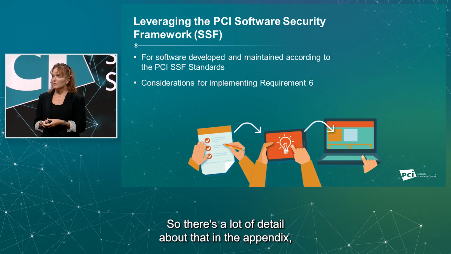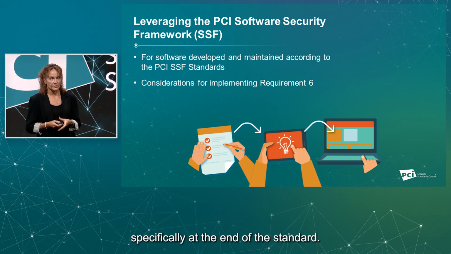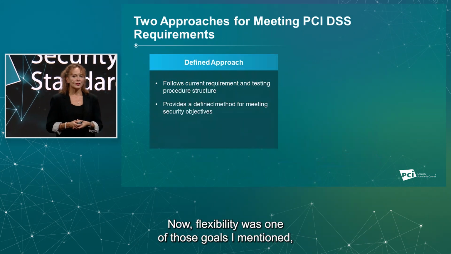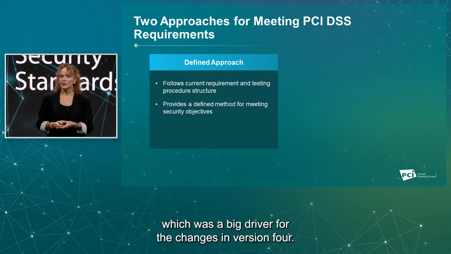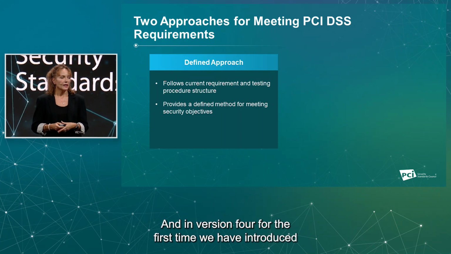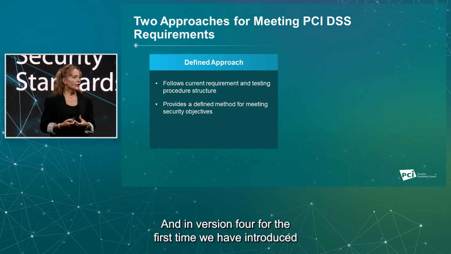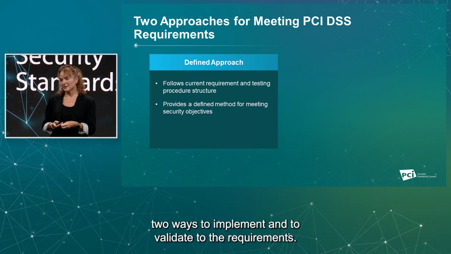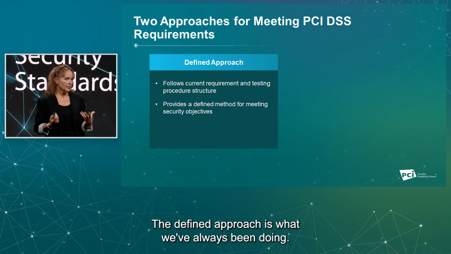So there's a lot of detail about that in the appendix, specifically at the end of the standard. Now, flexibility was one of those goals I mentioned, which was a big driver for the changes in version 4. And in version 4, for the first time, we have introduced 2 ways to implement and to validate to the requirements. The defined approach is what we've always been doing.